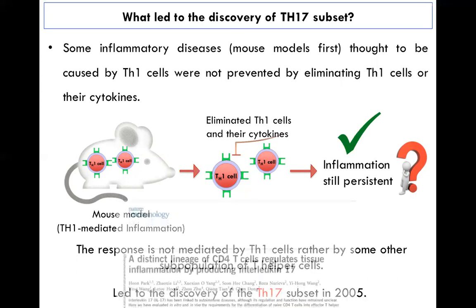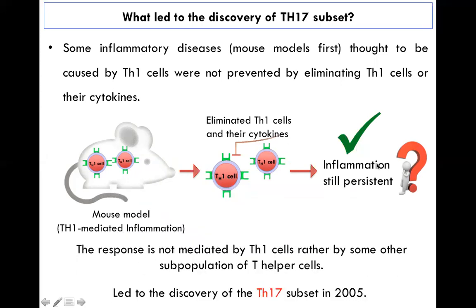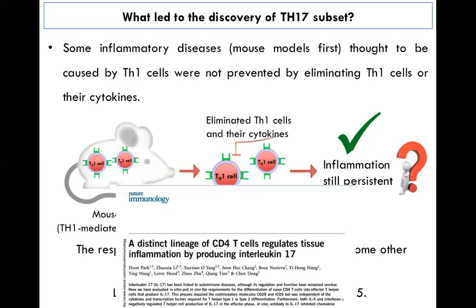That other population led to the discovery of another subset of the helper T cells, and we gave it the name TH17 subset, and that was discovered in 2005. So why do we call them by such a weird name? Why are we not calling them TH3 cells, why are we calling them TH17 cells? That we are going to learn in our coming slides. So why we call them TH17 subsets of the helper T cells, and that paper was reported in Nature Immunology.